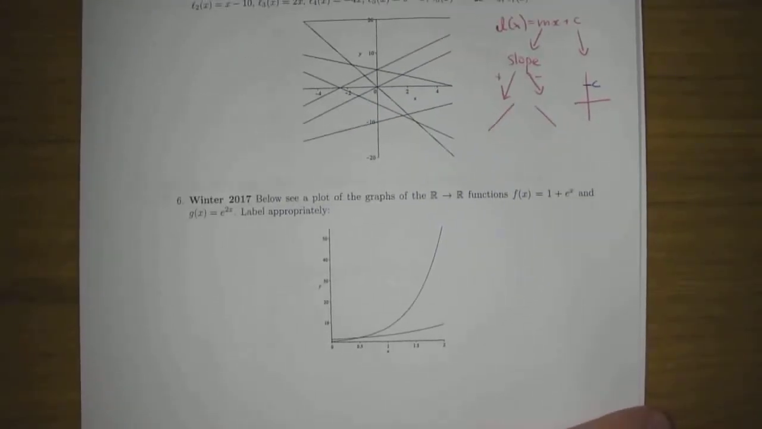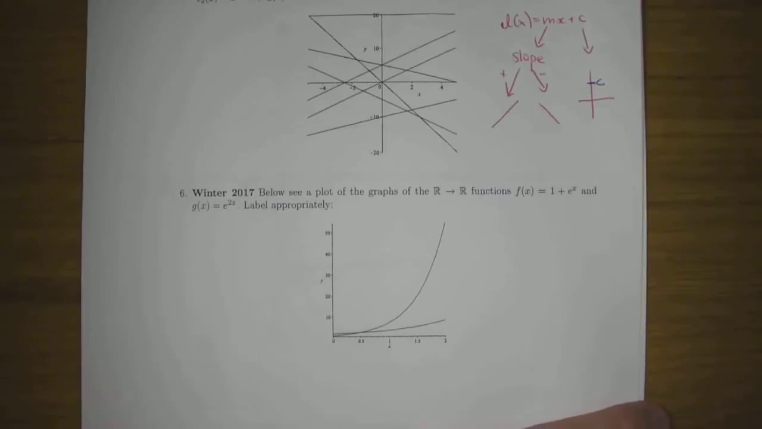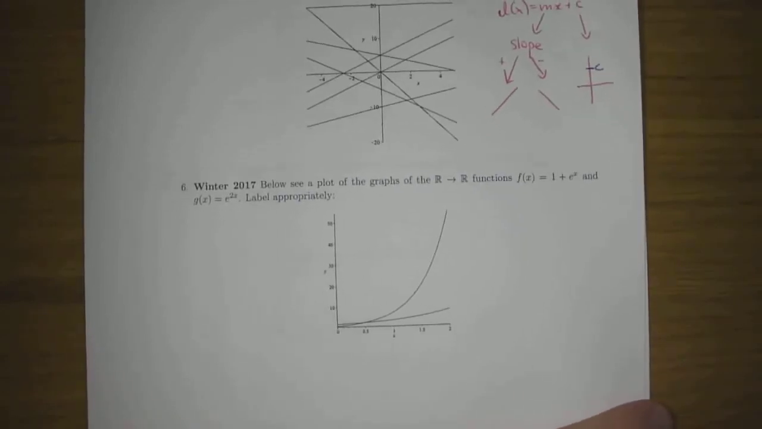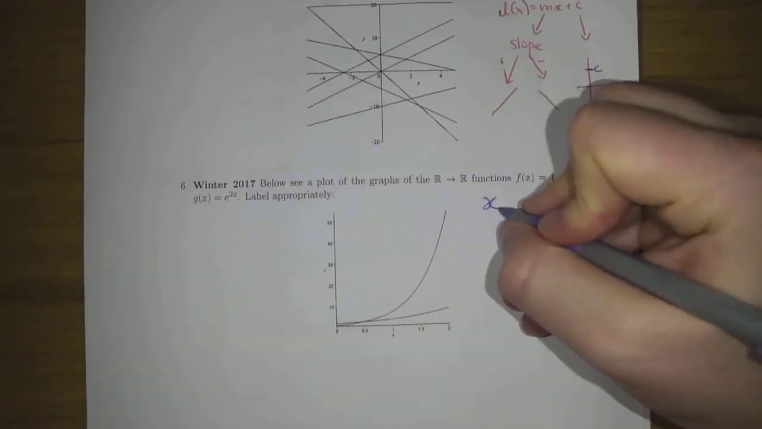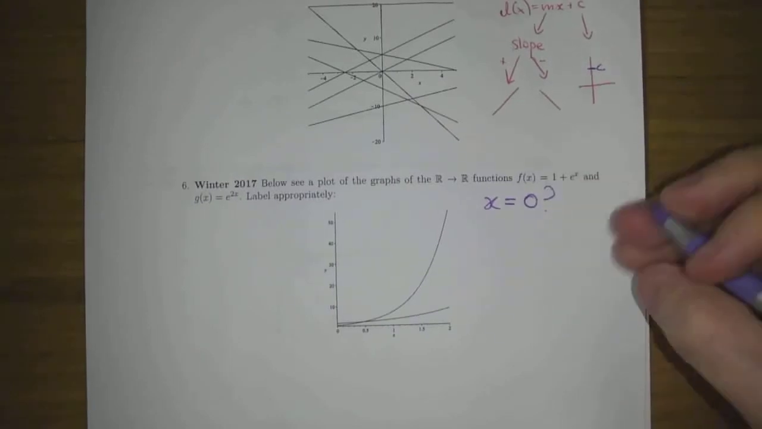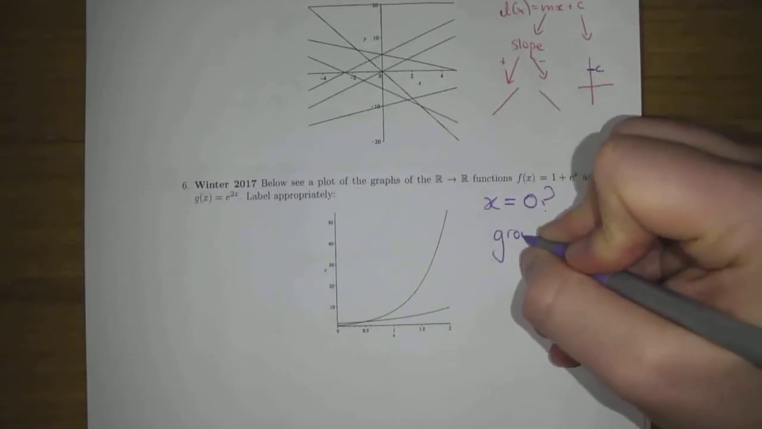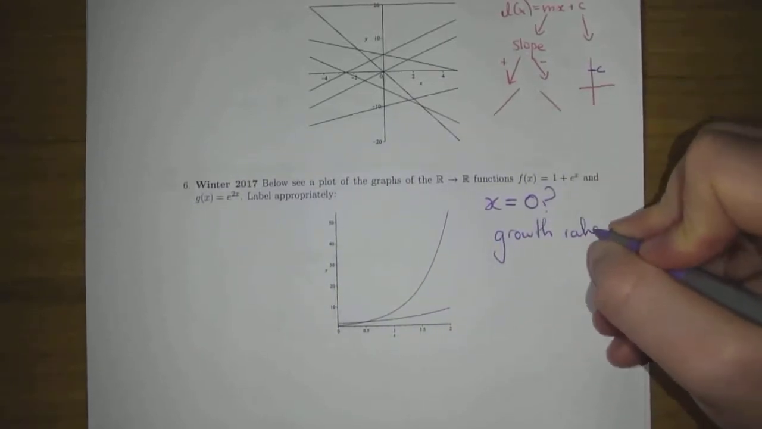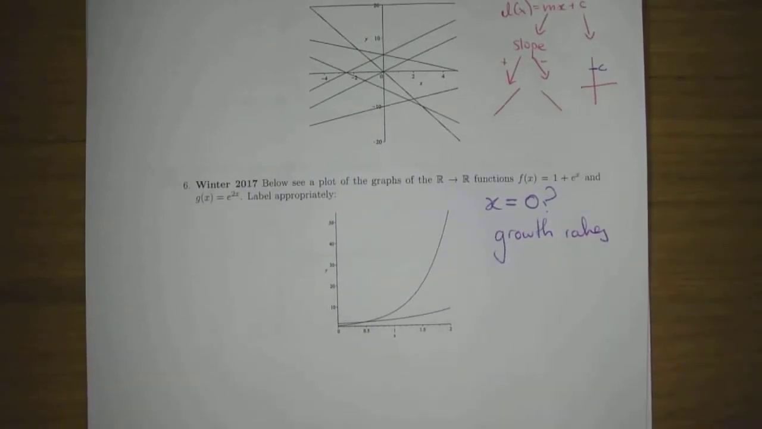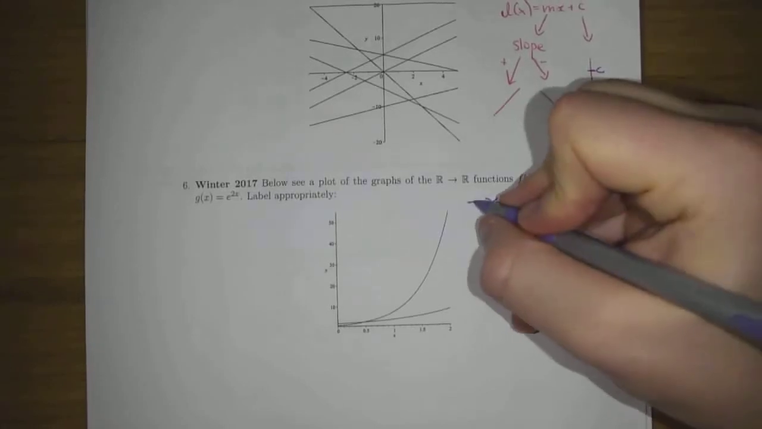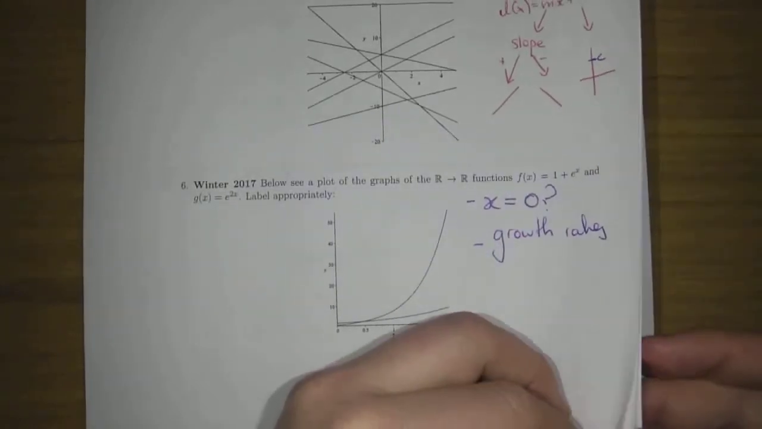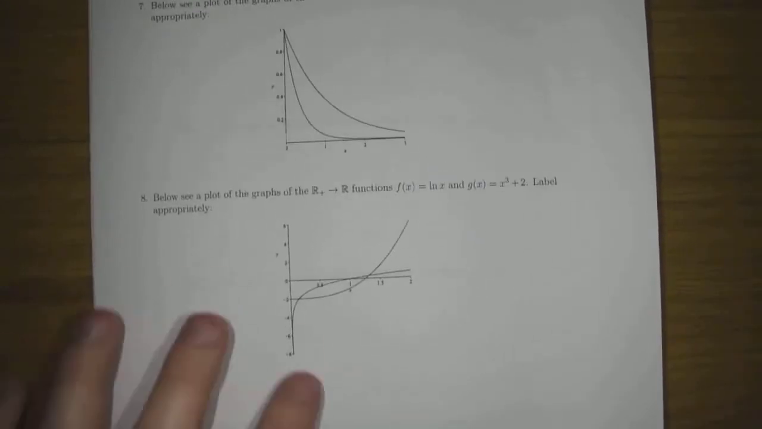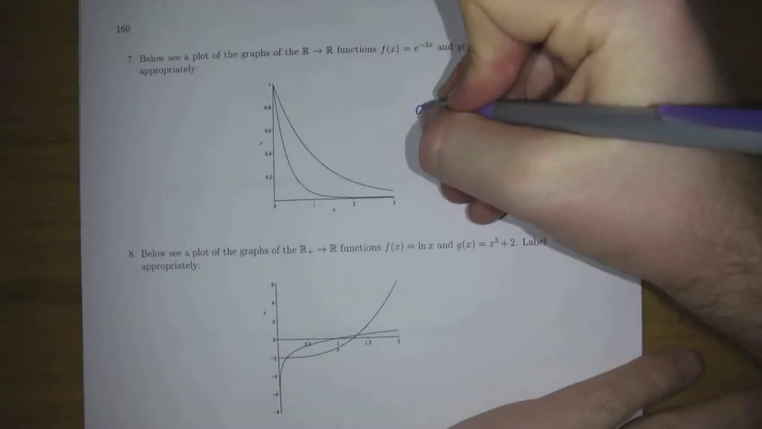Below, I plotted the graphs 1 plus e to the x and e to the 2x. So what I'd probably say here is there's 2 options. You could look at maybe x equal to 0, but I think it's better to look at growth rates. There's probably going to be a chapter summary at the end of this. It might be worth it, that'll summarize some of the growth rate stuff. So this is 2 ways to answer this question. Below, see a plot of these 2. Label appropriately. I would have to say you have to look at growth rates.